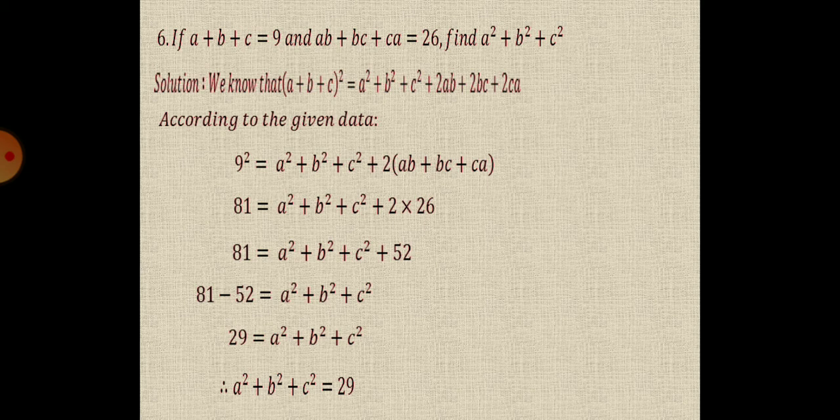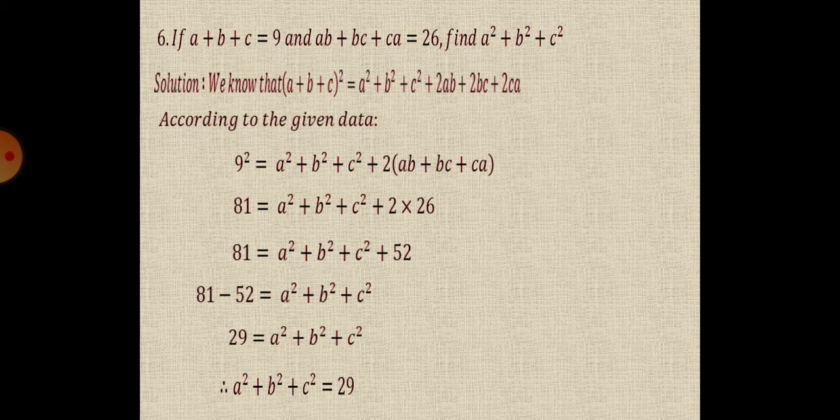a square plus b square plus c square is asked. So in the last three terms, we are going to take out 2 common. Then the remaining terms are ab plus bc plus ca. And in our question, ab plus bc plus ca is given as 26. So we substitute 26 there. It becomes 2 into 26, 52.